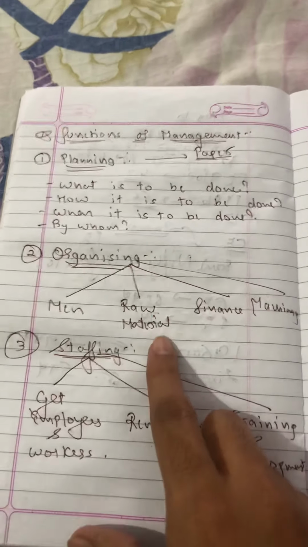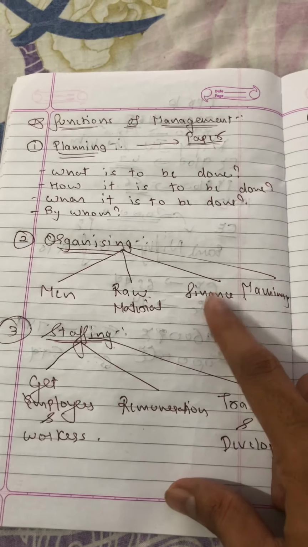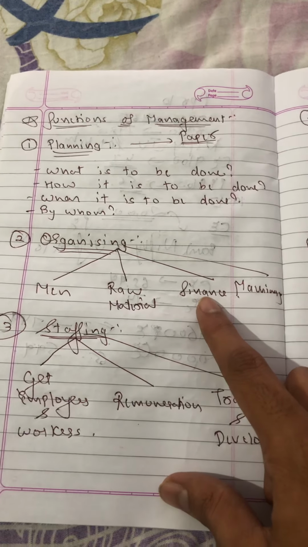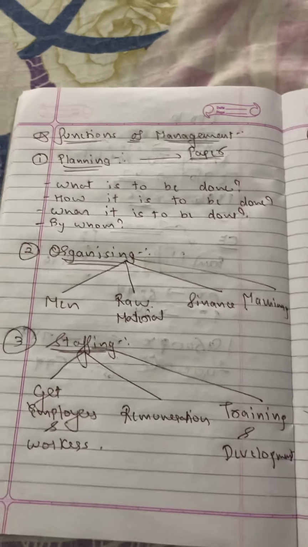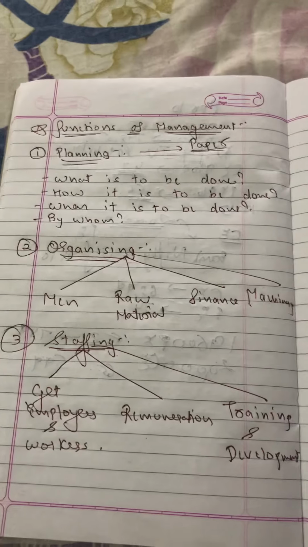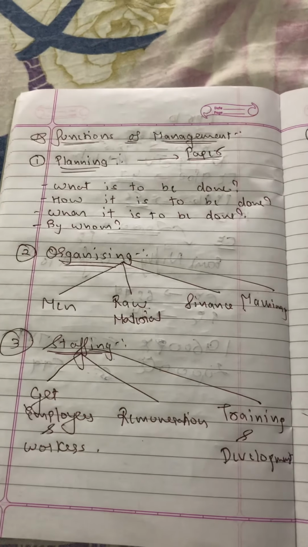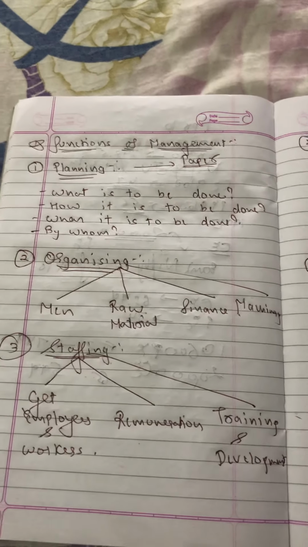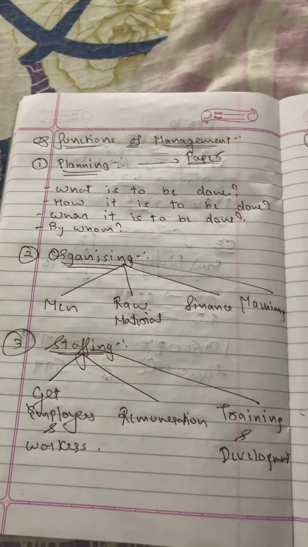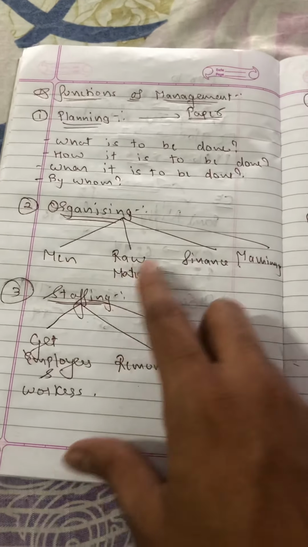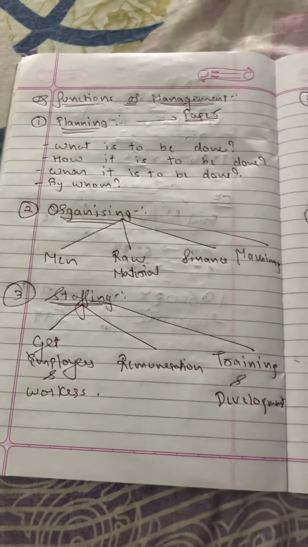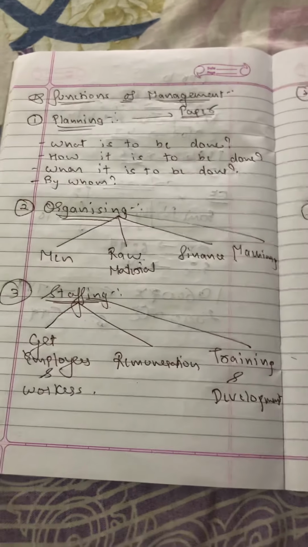Men, raw material, finances. Now you'll ask me, what is finance? Obviously, finance means money. I've told you again and again that we have to increase our vocabulary in order to understand OC and economics in a better way. And machine. All of this has to be organized. The next thing that we are going to organize is what? Apart from man, raw material, finance, machinery, the entire factory has to be organized.